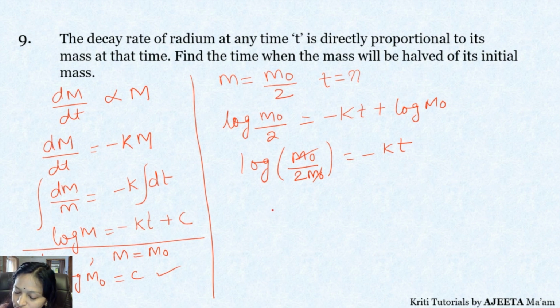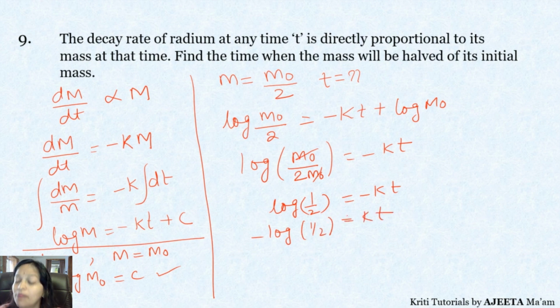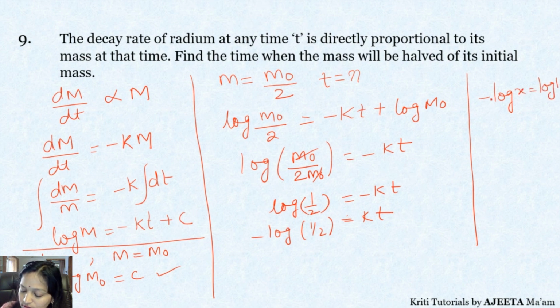Now let's move on. Log 1 by 2 equals minus kt. Now if I take the negative side to the other side, see here, it's all about properties of log now. Nothing is going to change. Minus log x is how much? Log 1 by x. I write here: minus log x is how much? Log of 1 by x. Let me write it more clearly.